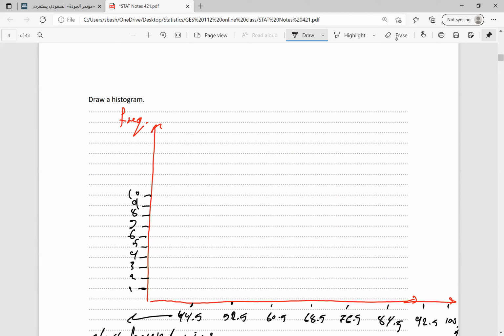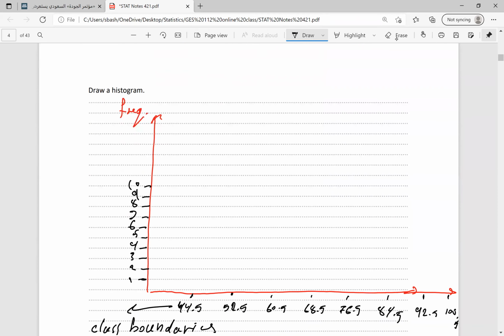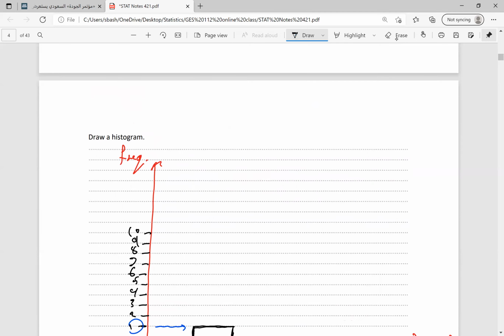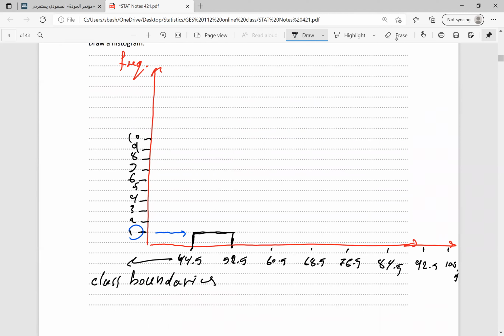You see the frequency of the first class is 1. So we graph a bar for the first class, and the height is equal to 1, because the frequency for this class is equal to 1. The second one is 4, so I am going to graph up to 4. It should be 4, not 5.